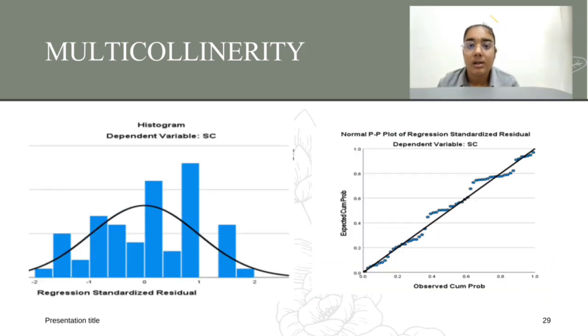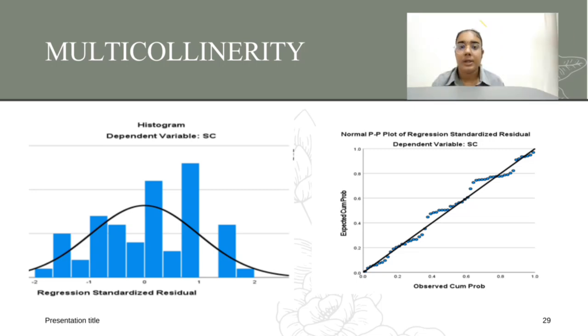R squared. The histogram shows the regression standardized residuals for the dependent variable SE. The histogram of residuals is roughly bell-shaped, suggesting that the residuals are approximately normally distributed. P-P plot. The points are not lying on the straight line, especially in the tails. This indicates that the residuals might not be perfectly normally distributed and may show some degree of skewness.